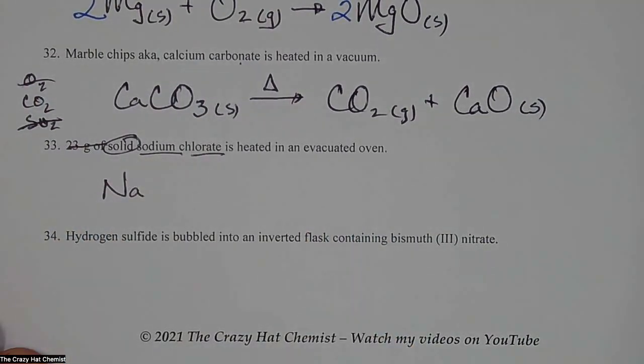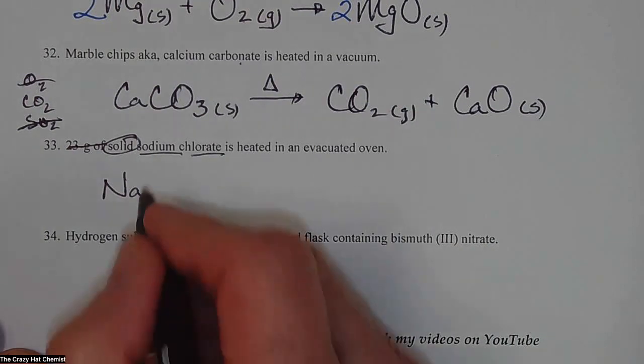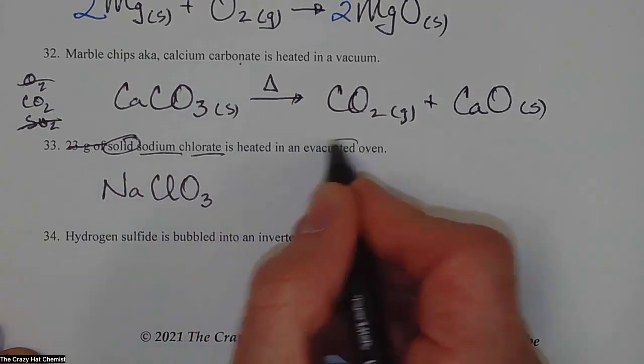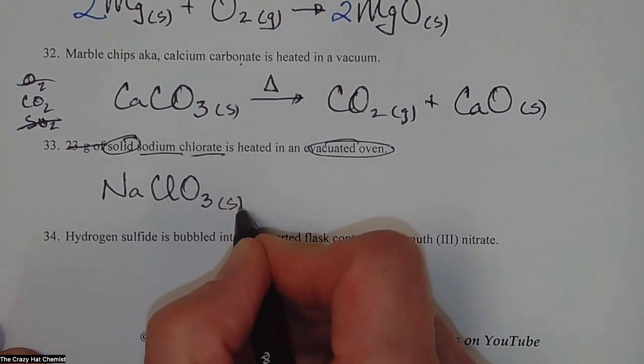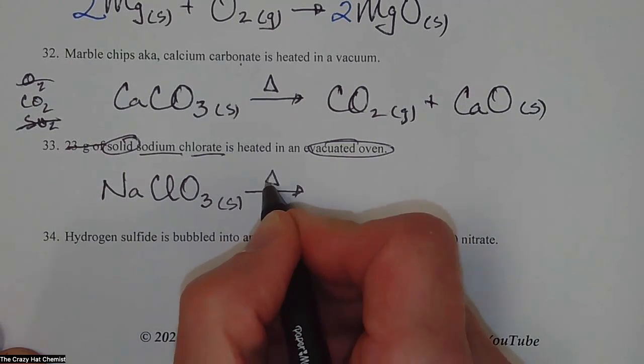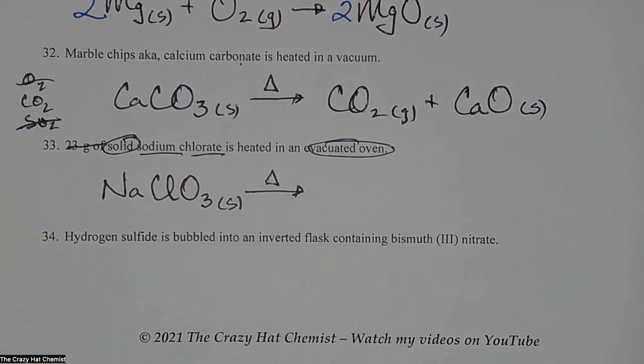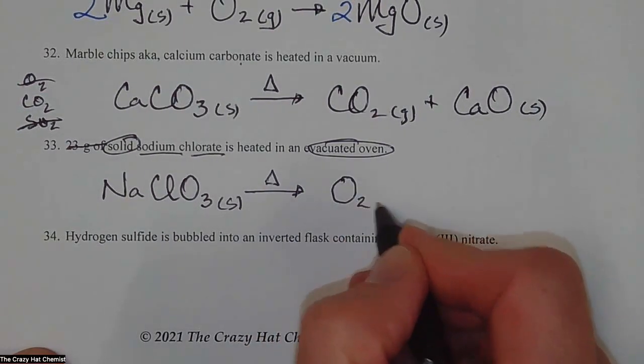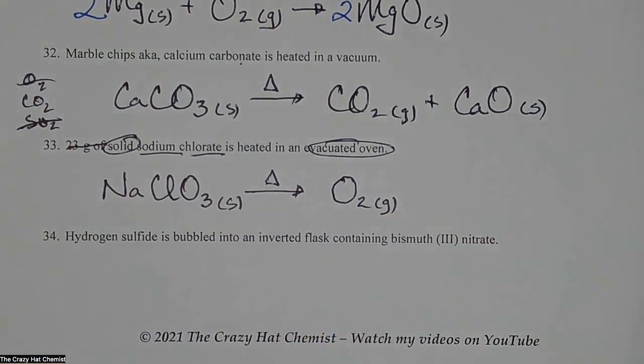That's a 1+ cation, and chlorate is ClO3-. Solid sodium chlorate is heated in an evacuated oven. This is a solid. That's an arrow, that's a delta. So I'm going to get a gas. What is that gas? Oxygen gas, that's O2. And then I'm going to try to get a cation-anion compound.